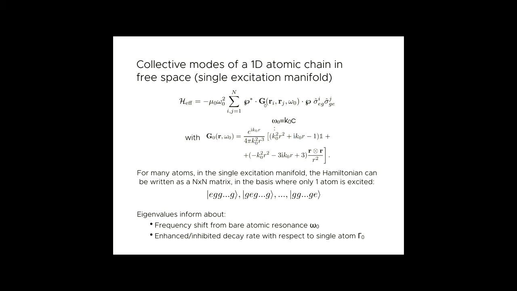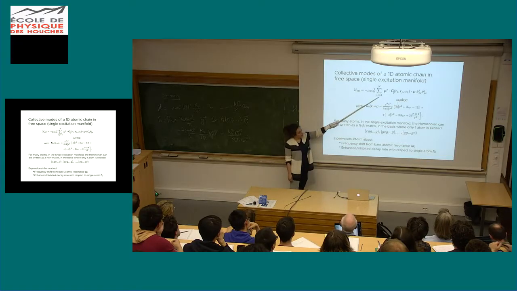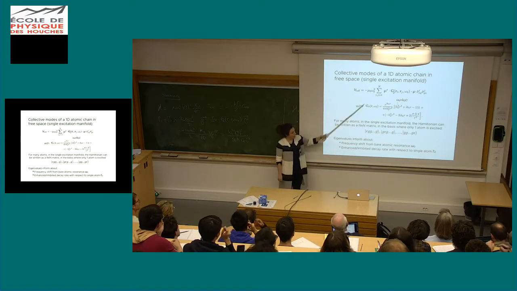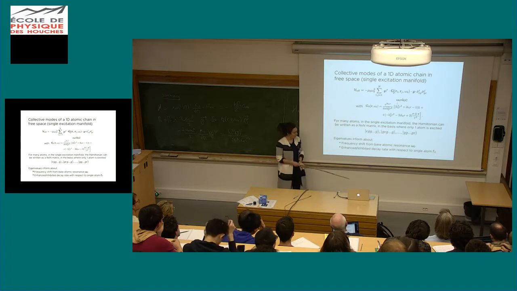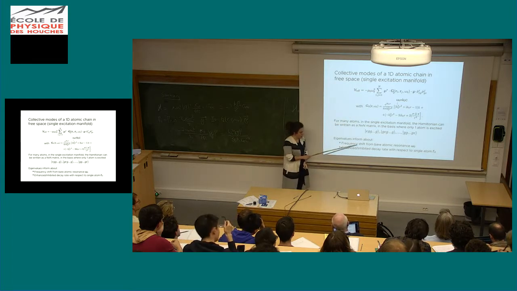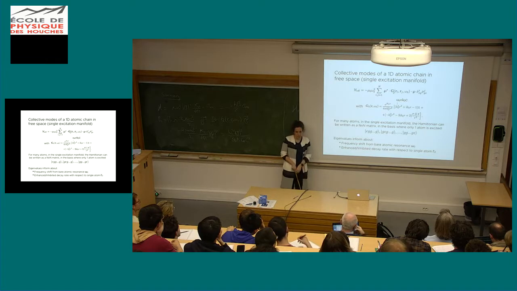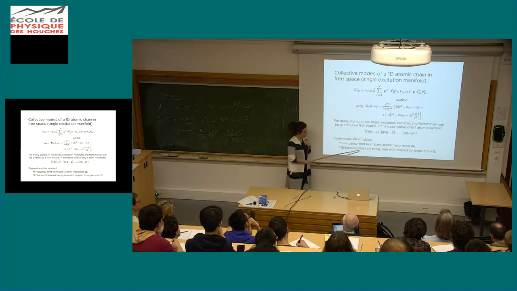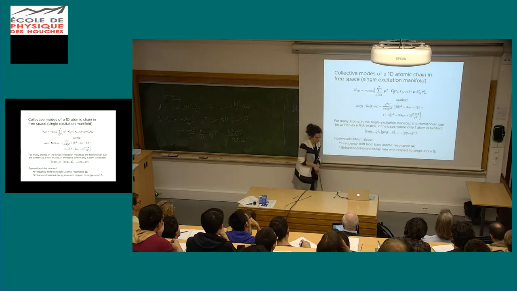Once I diagonalize it, it is again the non-Hermitian Hamiltonian, so the eigenvalues are going to be complex. They tell me about a frequency shift from the bare atomic resonance, and they also tell me about the decay rate, which can be enhanced if a given mode is superradiant, or inhibited if the mode is subradiant.